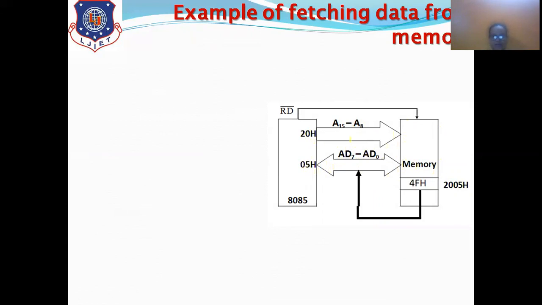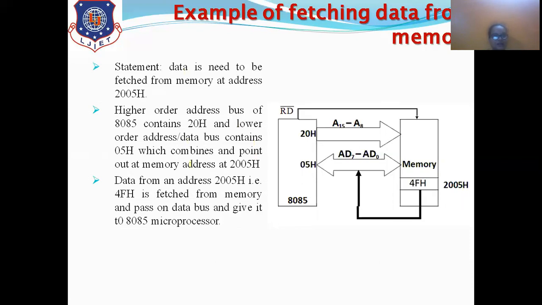Now the memory will combine the 16-bit address 2005H and point to the memory location 2005. Now the location 2005 holds the data 4FH. Now the ALE signal becomes low, that means it is 0. So now it will work as a data line, and by the read operation of 8085, the 4F data will be loaded on the D0 to D7 data bus, and then it is fetched by the 8085 microprocessor. So this has been explained over here.